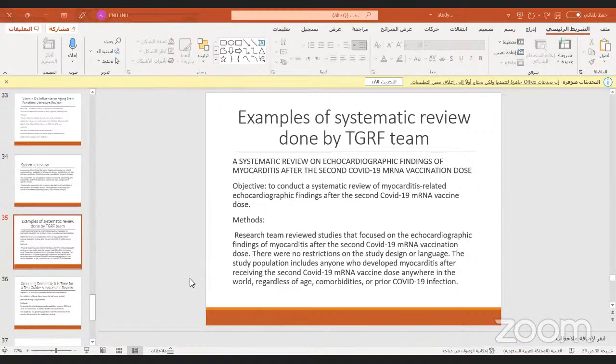The method of this systematic review was that the research team reviewed studies that focus on echocardiographic findings of myocarditis after the second dose of messenger RNA COVID-19 vaccination. There were no restrictions on the study design or language. The study population includes anyone who developed myocarditis after receiving the second dose of messenger RNA vaccine anywhere in the world, regardless of age, comorbidities, or prior COVID-19 infection.